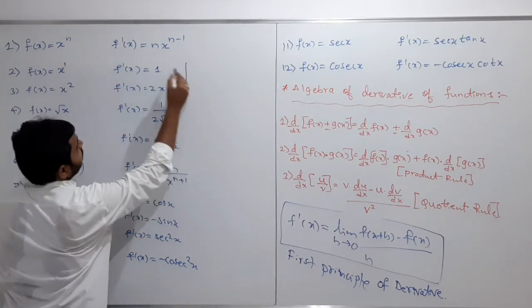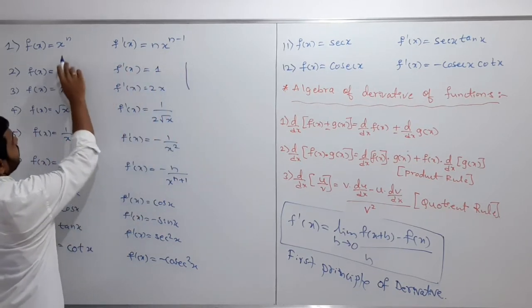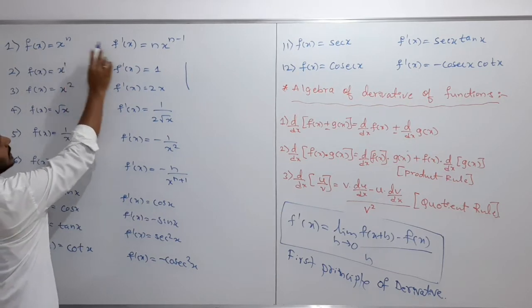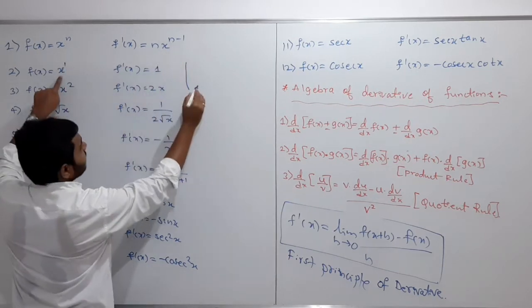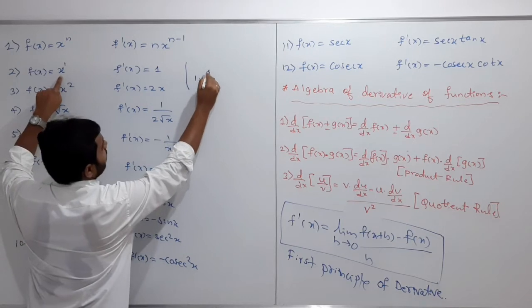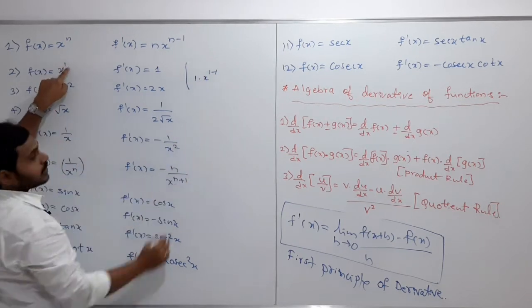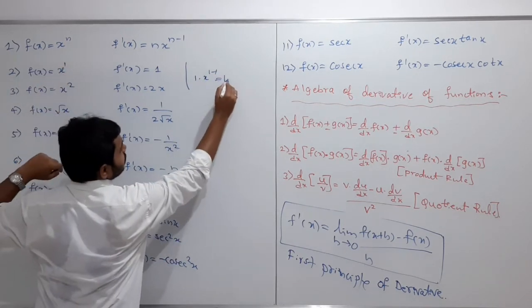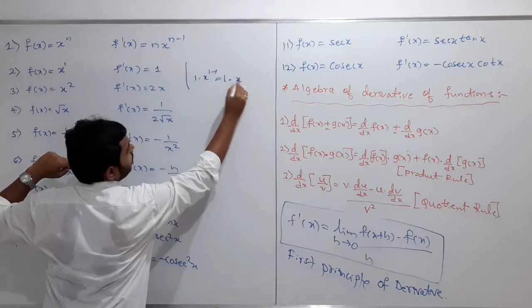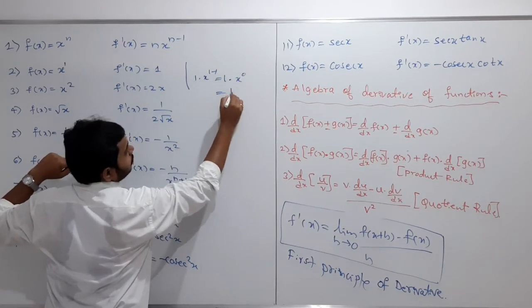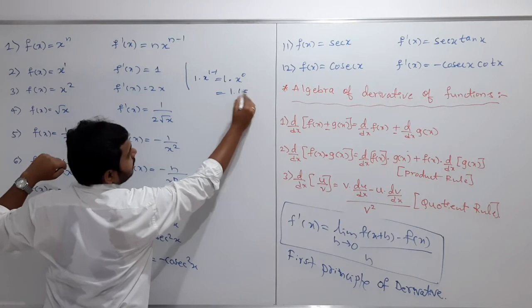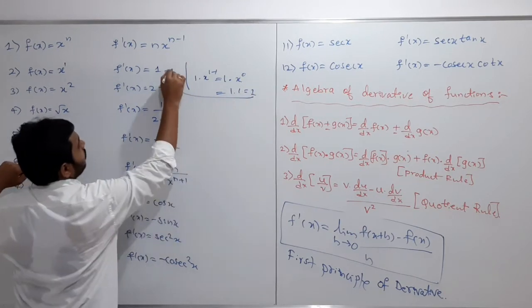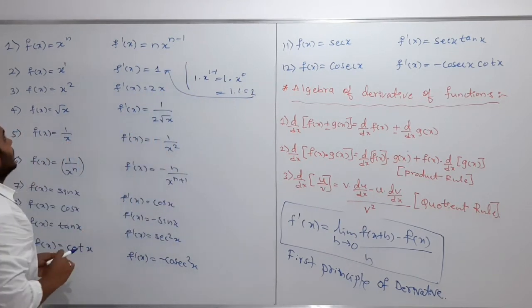So what will you get, my students? X to the power 1: what is the formula we have? X to the power n means n into x to the power n minus 1. Like that, 1 into x to the power, in the place of n we have 1, minus 1. 1 into x to the power 1 minus 1 is 0. So 1 into x to the power 0 means 1. 1 into 1 equals 1. So this is what I wrote here. Okay, so like this we derive.